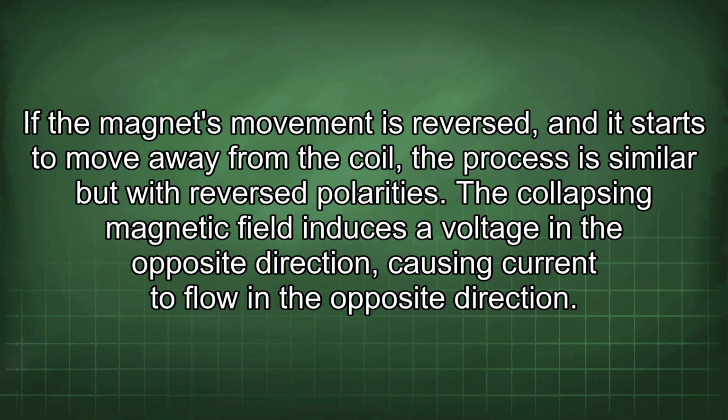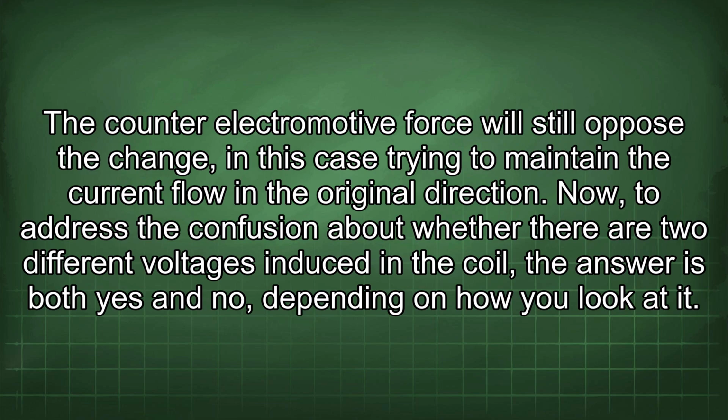The collapsing magnetic field induces a voltage in the opposite direction, causing current to flow in the opposite direction. The counter-electromotive force will still oppose the change, in this case trying to maintain the current flow in the original direction. Now, to address the confusion about whether there are two different voltages induced in the coil, the answer is both yes and no, depending on how you look at it.